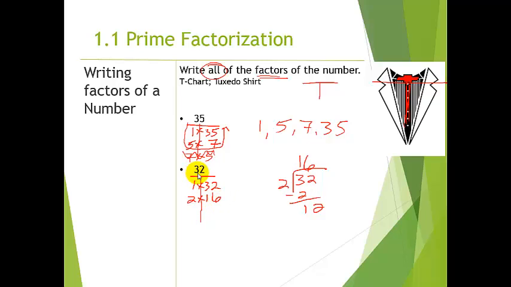And then I'll go to 3. Now 3 doesn't go into it evenly. And here's a trick to find out if a number goes into it evenly. Notice my digits are 3 and 2. So I'm going to add 3 plus 2 equals 5. 5 is not divisible by 3 evenly. So 3 is not a factor.